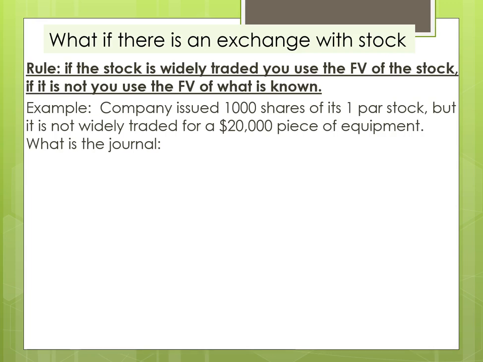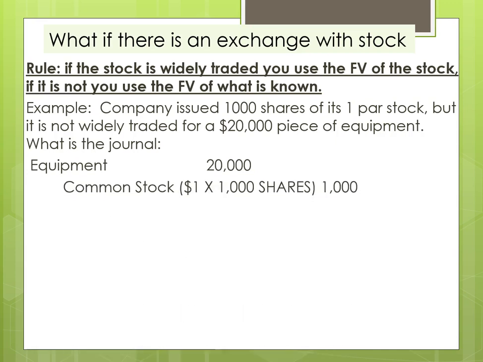So in our first example, a company issues 1,000 shares of its $1 par stock, but it is not widely traded, for a $20,000 piece of equipment. What is the journal entry? Well, equipment would be $20,000 because we know that value. Common stock would be $1 times the shares, and the difference would go to additional paid-in capital.